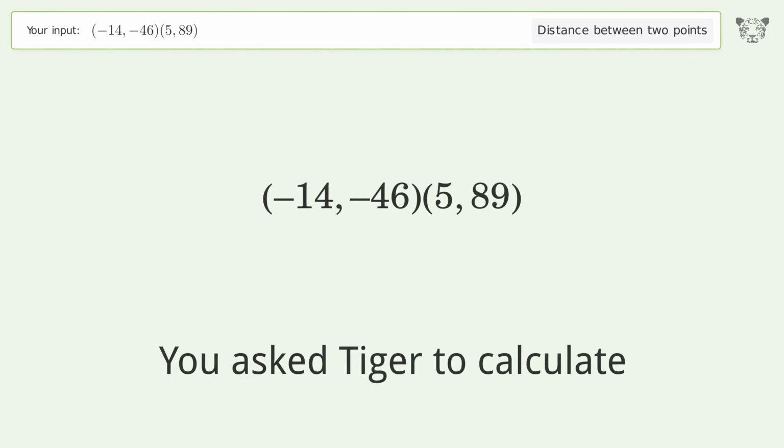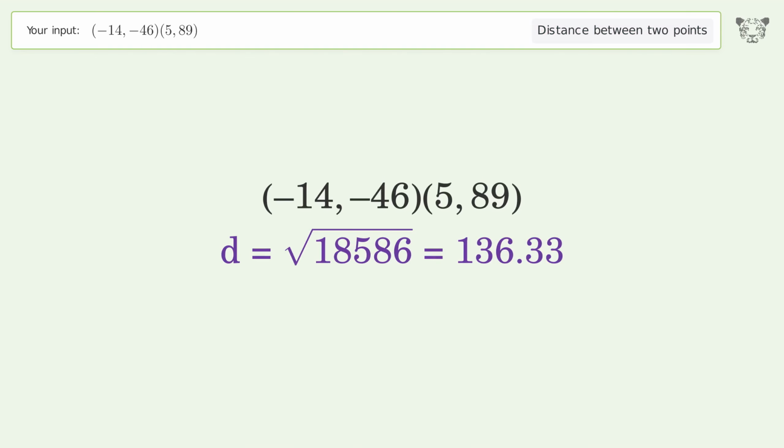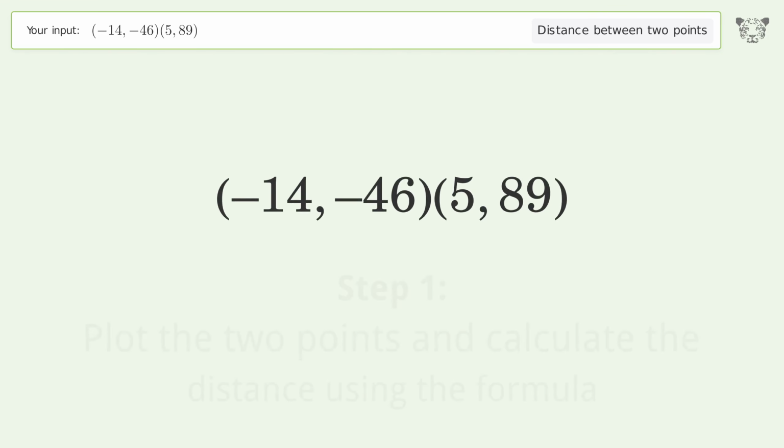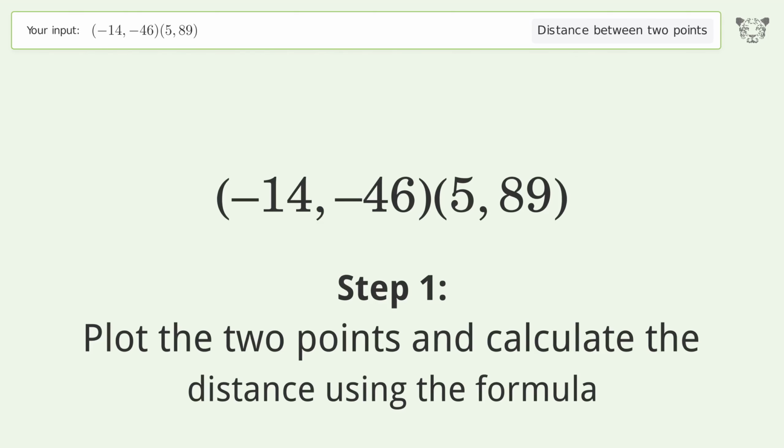You ask Tiger to calculate. This deals with the distance between 2 points. The distance between the 2 points is the square root of 18,586, or 136.33. Let's solve it step by step. Plot the 2 points and calculate the distance using the formula.